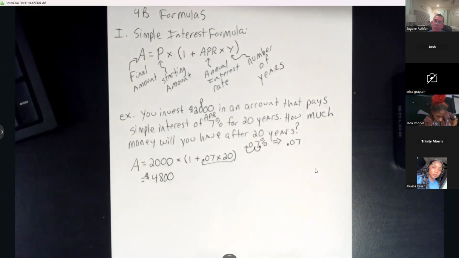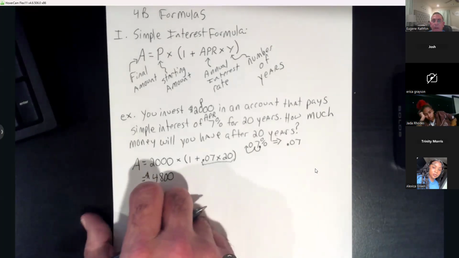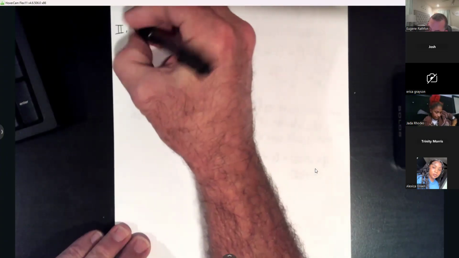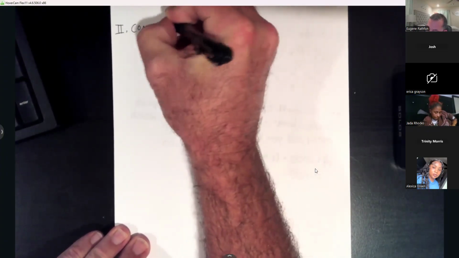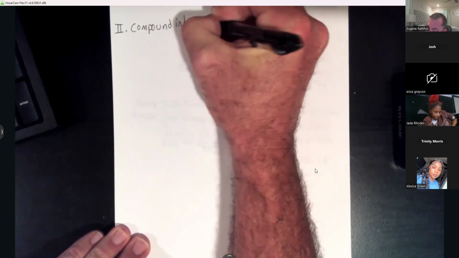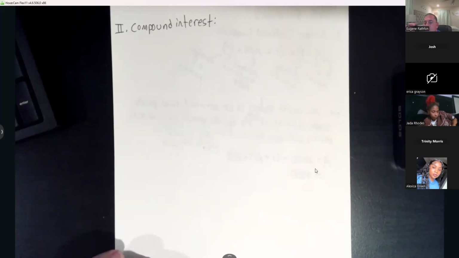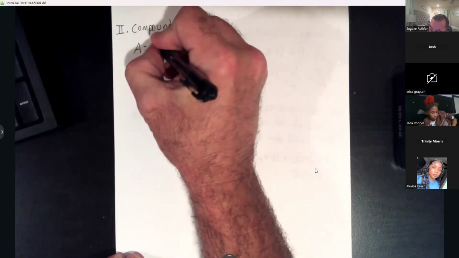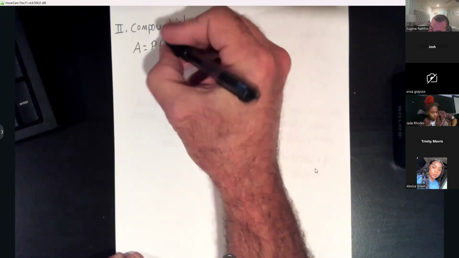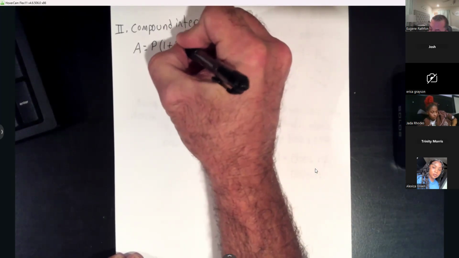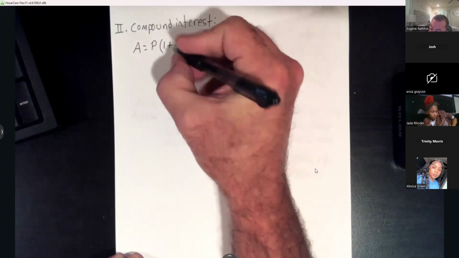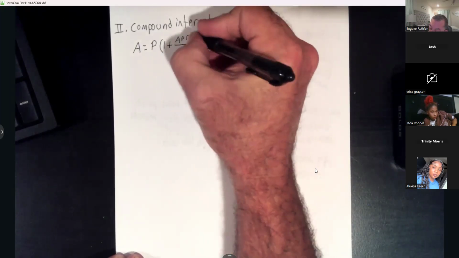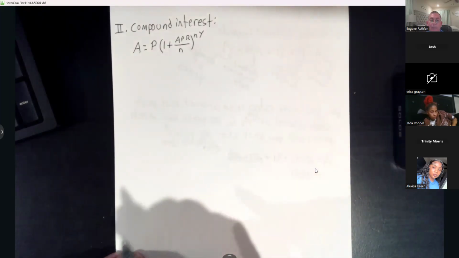All right. Now I'm going to show you the second formula. And this is compound interest. So this is when they compound the interest more than once a year. So y'all, this formula is A equals P times parentheses 1 plus APR divided by N all raised to the N times Y.